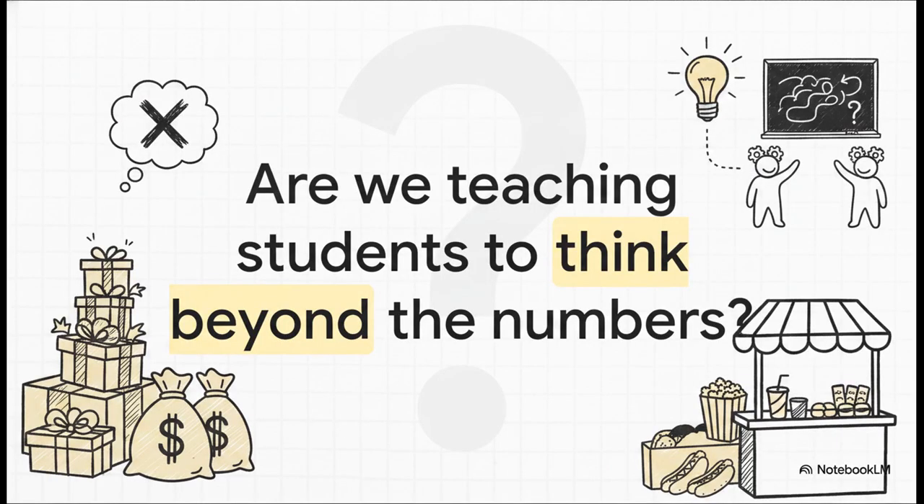Which brings us to our final provocative thought for this explainer. The capstone reflection for this entire unit asks students to articulate a specific moment when a good number, like a big package or a really low unit price, was actually a bad business choice. It begs the question for all of us. Are we teaching students to just find the numbers or to actually think beyond them? The concession stand proves that with the right structure, we can empower 5th graders to do exactly that.